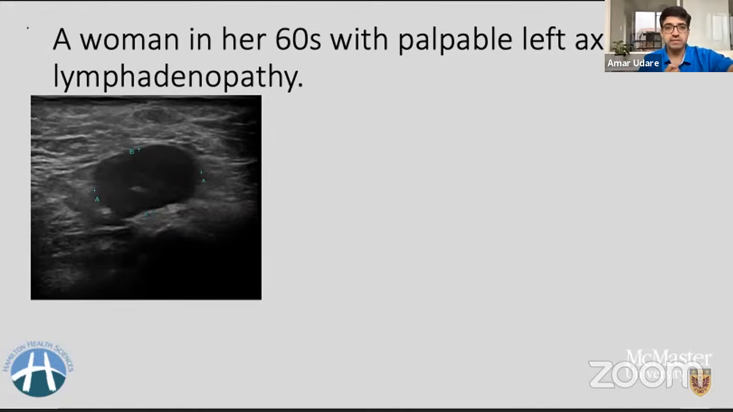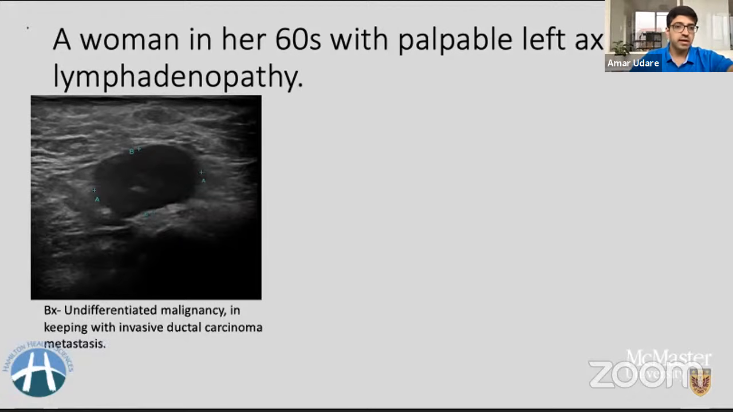So coming back to this case, there was no history of COVID-19 vaccination, and this was a completely new unilateral palpable lymphadenopathy. So in a nutshell, we went ahead and did a biopsy. What was the final diagnosis in this case? It was undifferentiated malignancy in keeping with invasive ductal carcinoma metastases. So now you have a normal mammogram and an axillary lymph node, which is giving you a suspicious metastatic appearance.